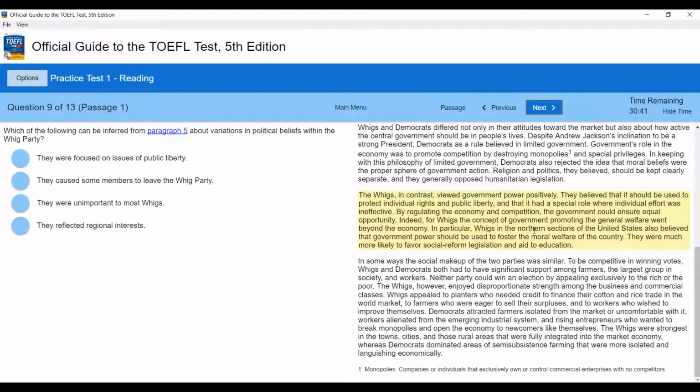So it looks like the location in the part of the country is that there would be regional differences. Okay. Yeah, regional interests. They reflected regional interests. Because they talk about this being in northern sections, this one would reflect that idea that I see looking at that detail about the location.